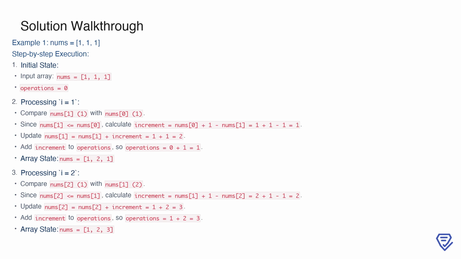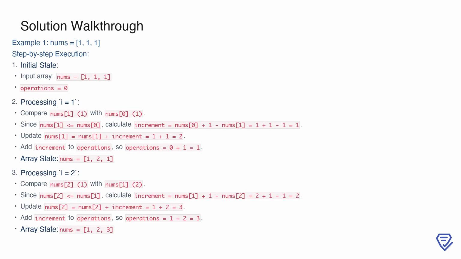Next, we process the element at index 2. Since nums[2], which is 1, is less than or equal to nums[1], which is 2, we calculate the increment needed. This time, the increment is nums[1] plus 1 minus nums[2], resulting in 2.